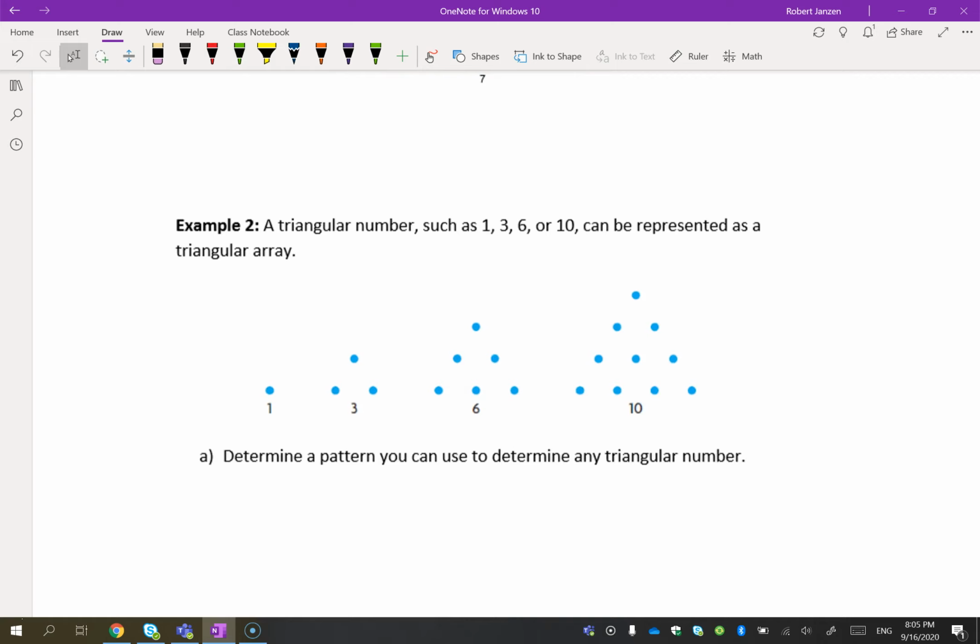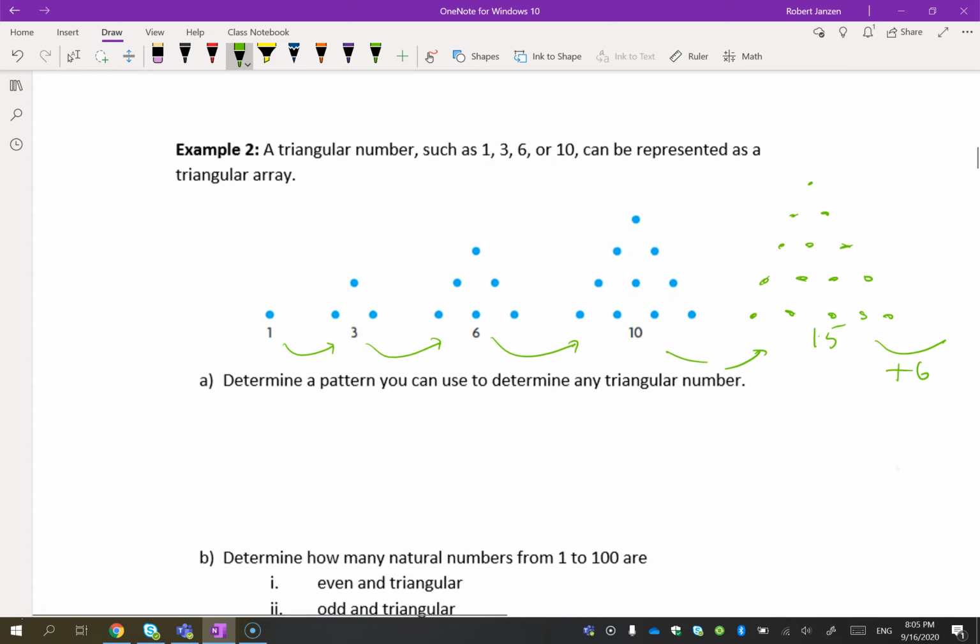So the triangular numbers. Triangular numbers are 1, 3, 6, 10. What would the next one be? Well, you would have to have one more row. And how many are there? I believe that's 15. Interesting patterns here. What are you going up by here? 2, and then 3, and then 4, and then 5. What would come next? You would add 6, right?